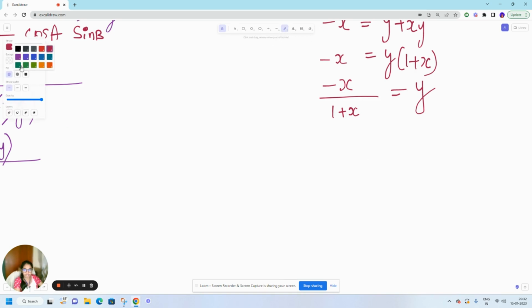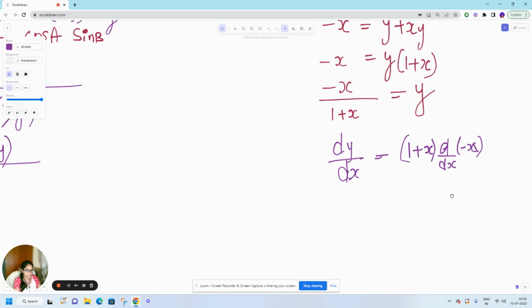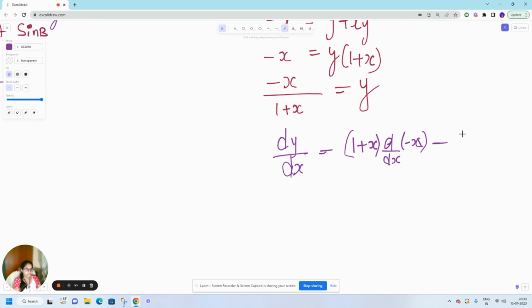Let me find the derivative. Yes, that is dy by dx. What is the formula? Keep the denominator as it is, differentiate the numerator, d by dx of minus x, minus, write down the numerator as it is, differentiate the denominator, 1 plus x, whole thing divided by 1 plus x, the whole square.